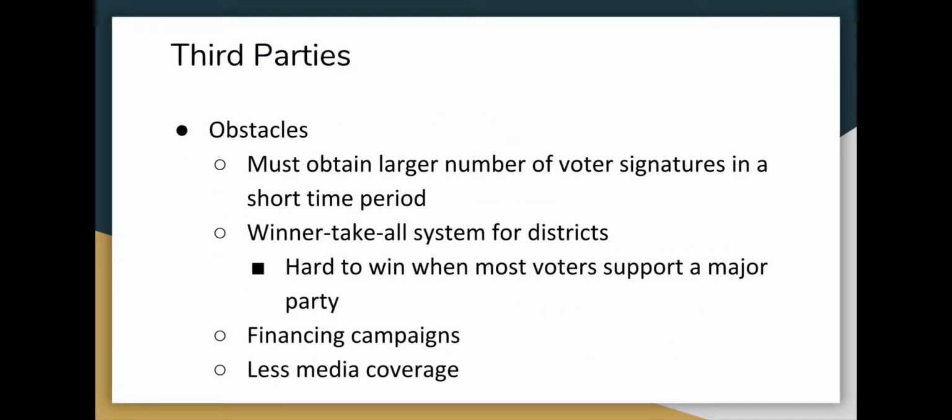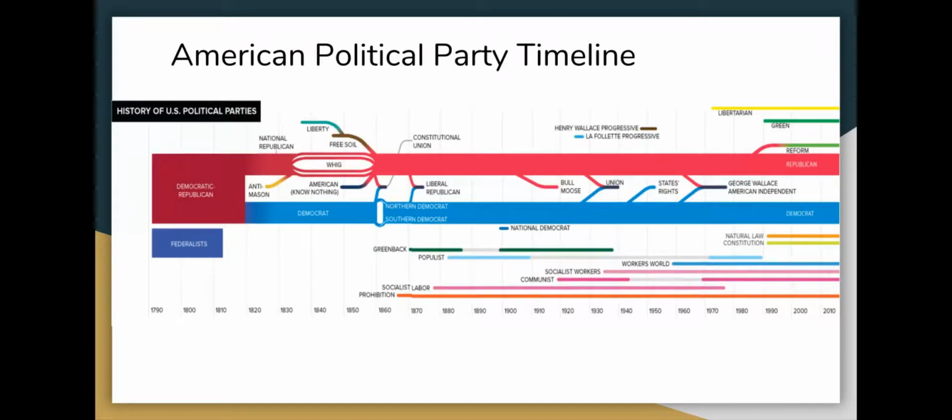Some of the reasons that third parties typically never win has to do with a number of obstacles. They must obtain a lot of voter signatures in a short period of time. The winner take all system doesn't play into their favor. It's hard to win when most voters support a major party. They have less media coverage. They don't have as much money to spend. So that's why third parties don't typically work out.